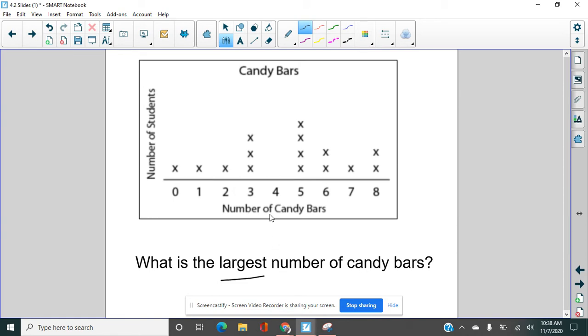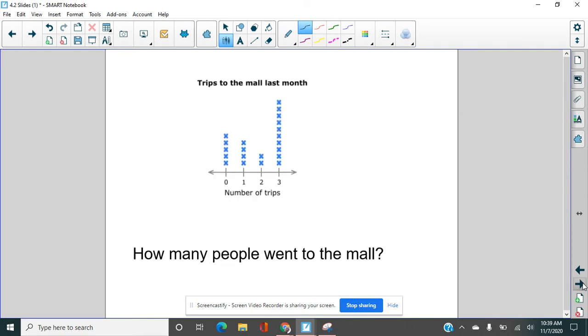What's the largest number of candy bars? Now, you'll be tempted to say 5, but some people have more than 5 candy bars. Look at these people. They have 8 candy bars. So we're not talking about how tall the stacks are. We're talking about how small and how big the numbers are. The largest number of candy bars is 8.